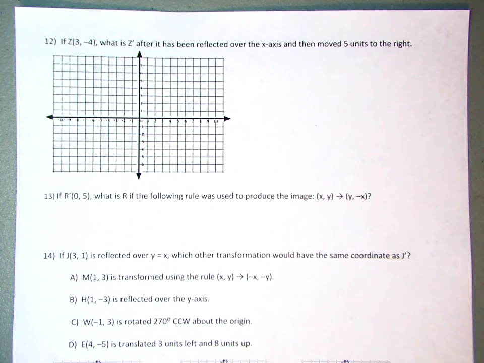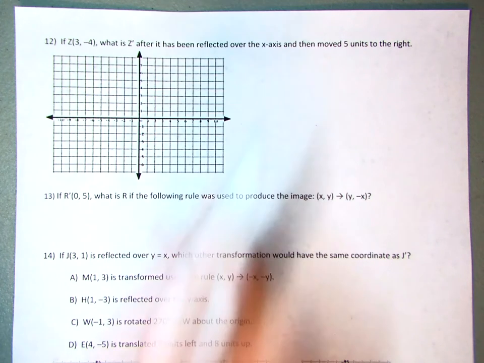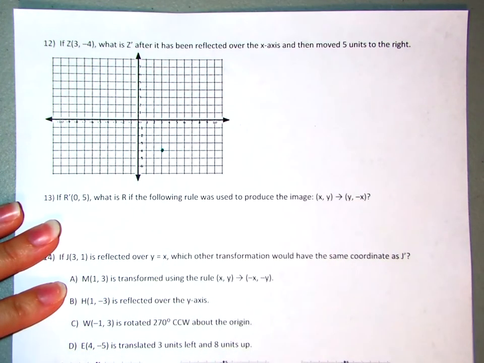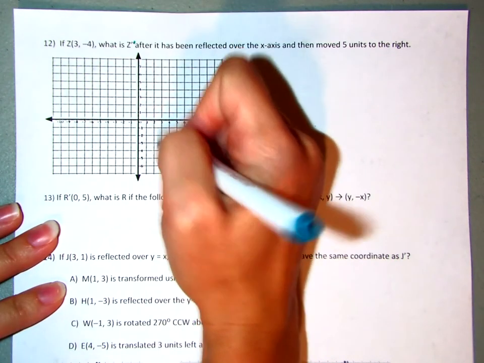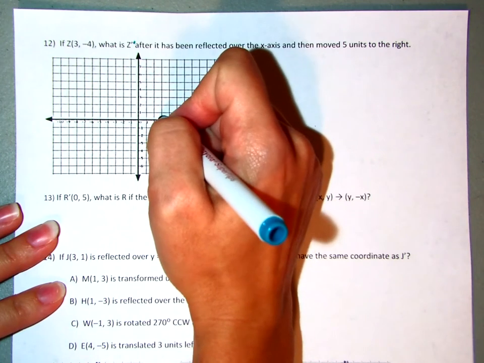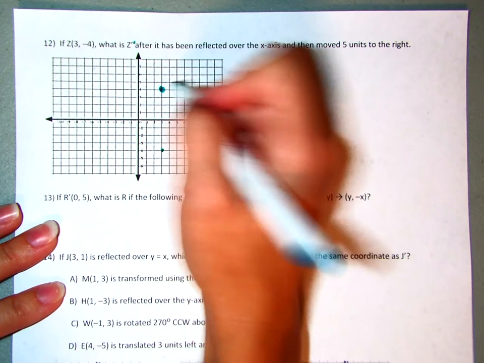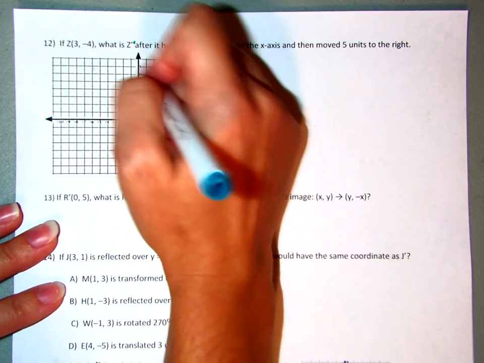All right, so numbers 12 through 14 on the study guide. Number 12 says, if Z is at (3, -4), so let's plot that, (3, -4). We're going to reflect it first over the x-axis, which means there are probably two transformations going on here. Reflect it over the x-axis, so that's 1, 2, 3, 4 from the x-axis. So we're going to go up 1, 2, 3, 4. Right there, that's where my Z prime is currently at.